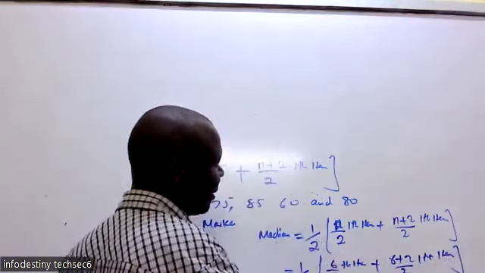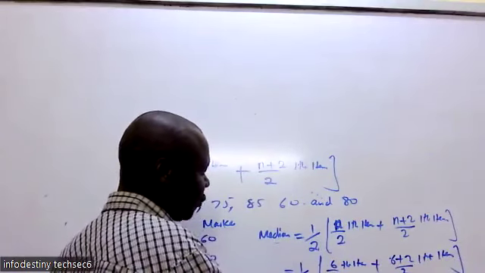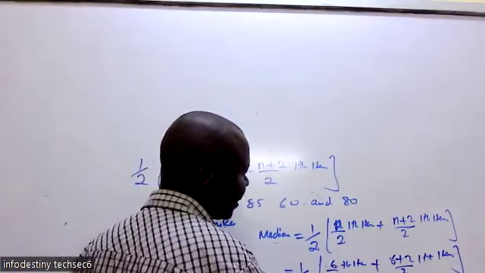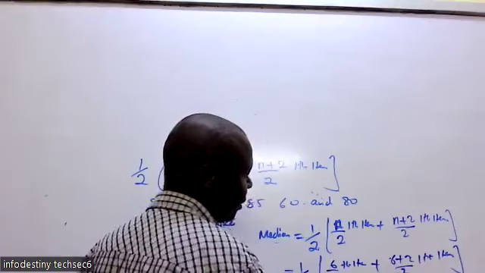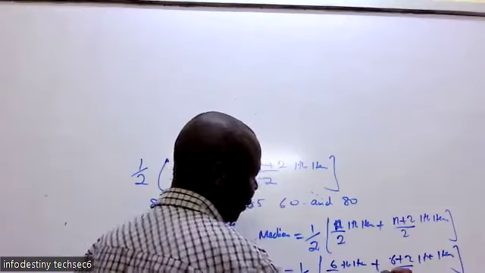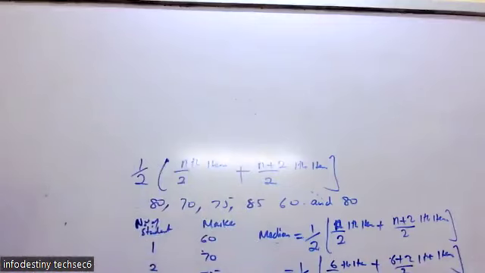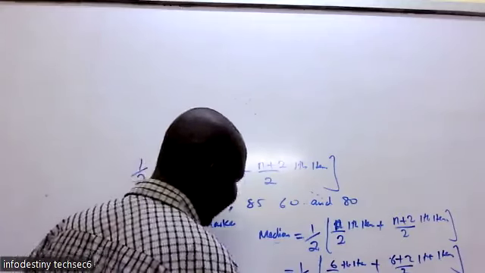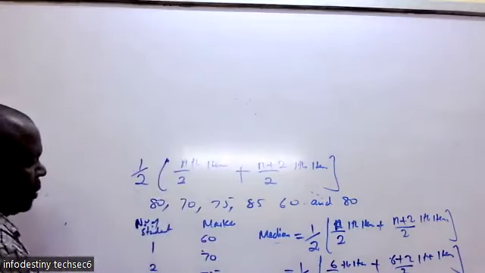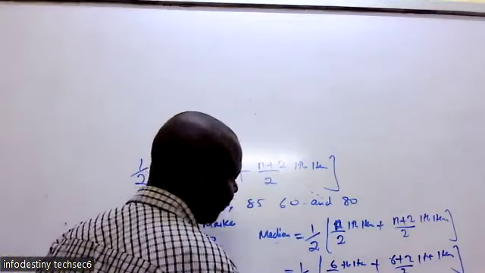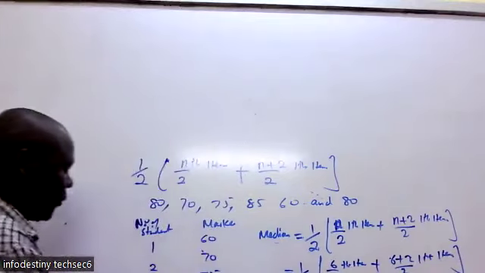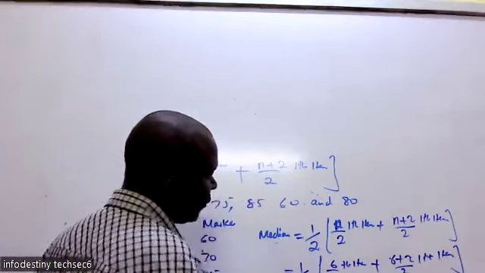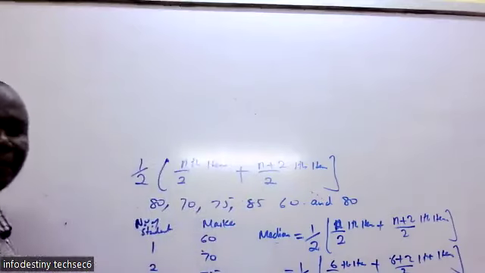So this divided by 2 is what? So that's going to be 1 over 2 into bracket, this divided by 2, the third, plus this divided by 2, fourth. We are together. The third and the fourth. So that will be equals to 1 over 2 into bracket. The third is what? 75. So you write here 75. Plus the fourth is what? 80. Then this plus this divided by 2, that's going to be our median.